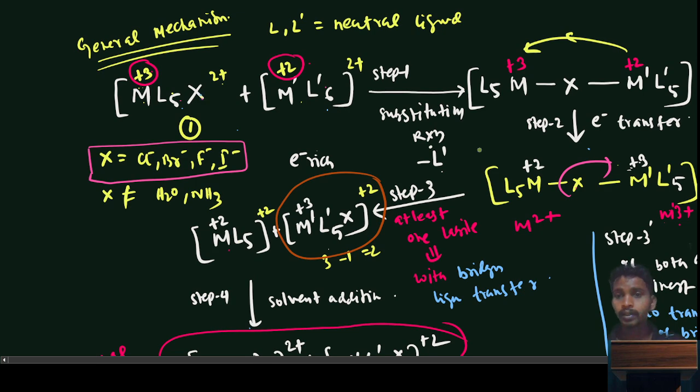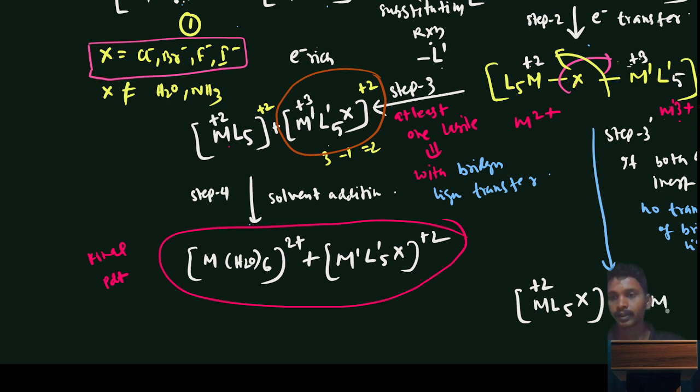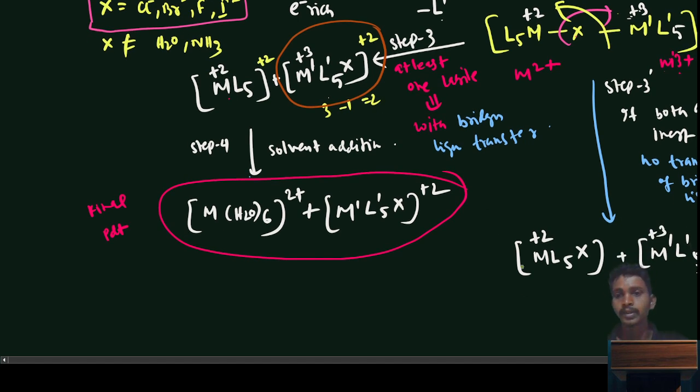Here the bridging ligand was there, so the bridging ligand will stay where it was previously. So the reaction becomes ML5X, whatever is there, the same thing will be here. The charge is +2, and this M' L' 5 keeps the same charge, +3. Now we look at what the overall charge should be. This is +2 and this is -1, so the overall charge will be +1.